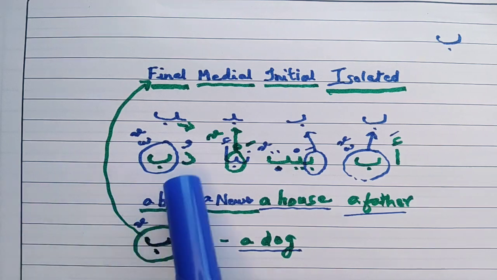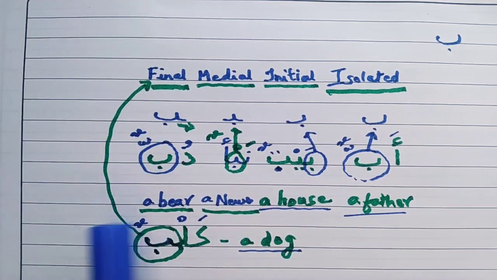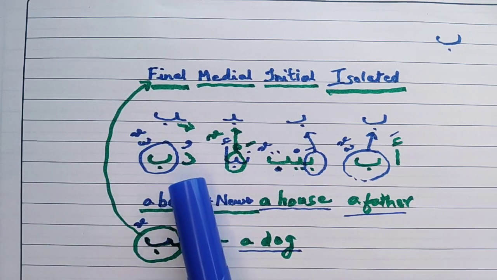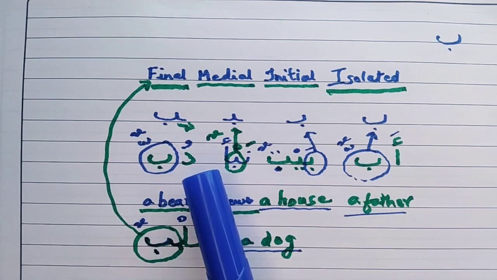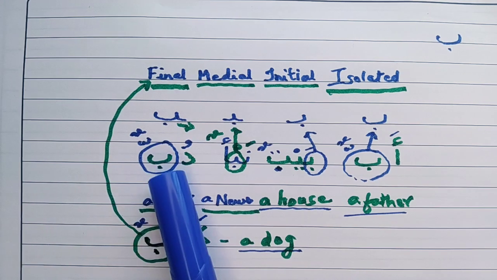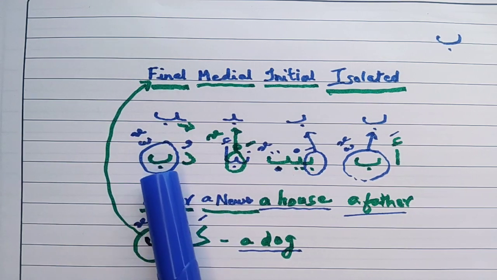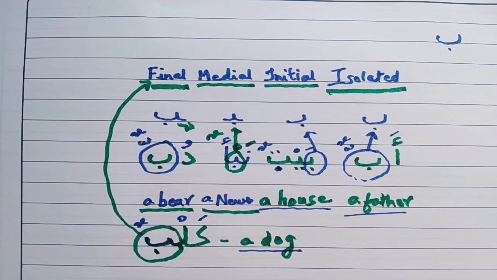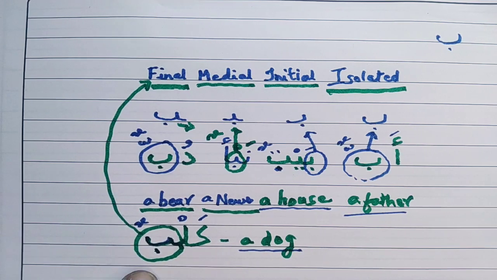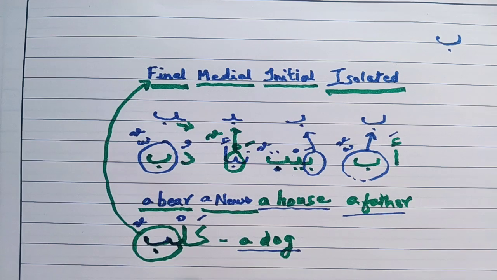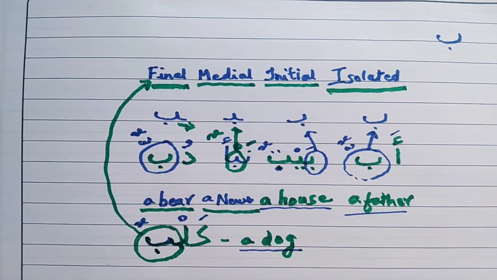Final form, this is a final form. Here I took a word, dubun. Dubun is actually here in isolated form, but here it's in final form. So I took a word, kalbun. Kalbun means a dog. So, yeah.